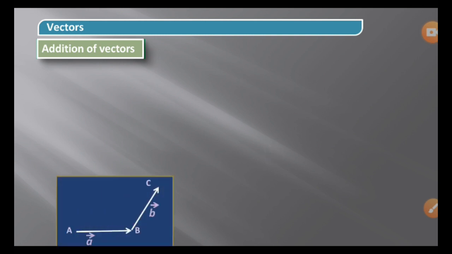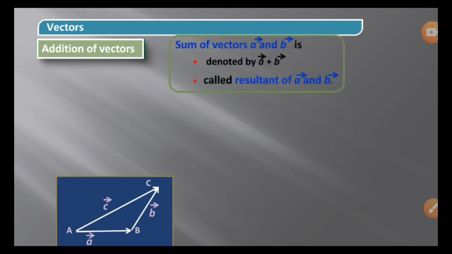Consider two vectors AB and BC. These are taken as small a vector and small b vector respectively. Then their sum, which is represented by the vector AC, is also taken as small c vector. Therefore, the sum of vectors a and b is denoted by vector a plus vector b, and it is called the resultant of vector a and vector b. Now we can represent this addition of two vectors: c vector is equal to a vector plus b vector.